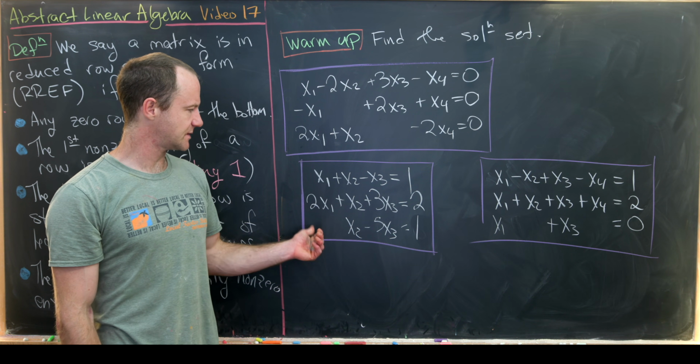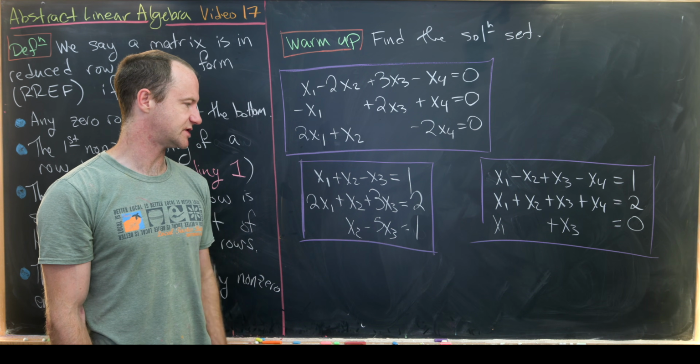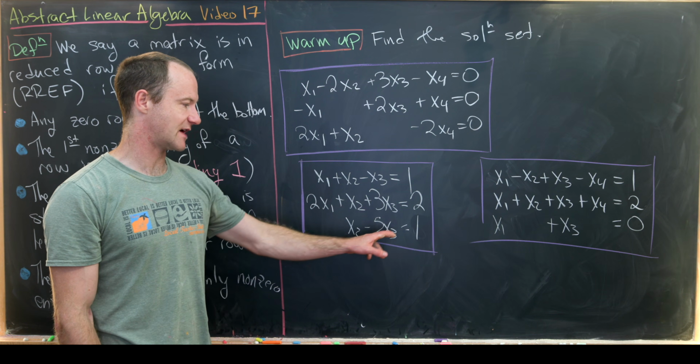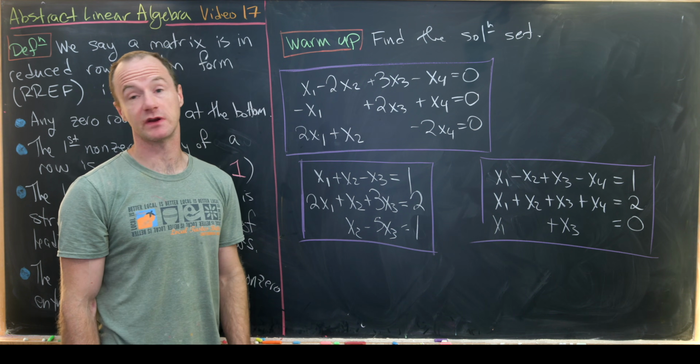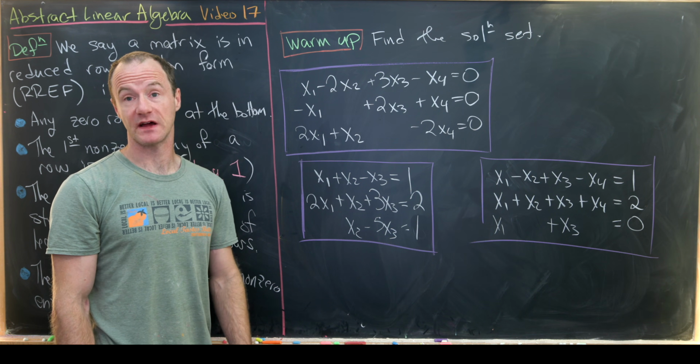And then this next one is x1 plus x2 minus x3 is 1, 2x1 plus x2 plus 3x3 is 2, and x2 minus 5x3 is 1. And then this last one is another system of 3 equations and 4 unknowns. I'll let you read that off. And that's a good place to stop.